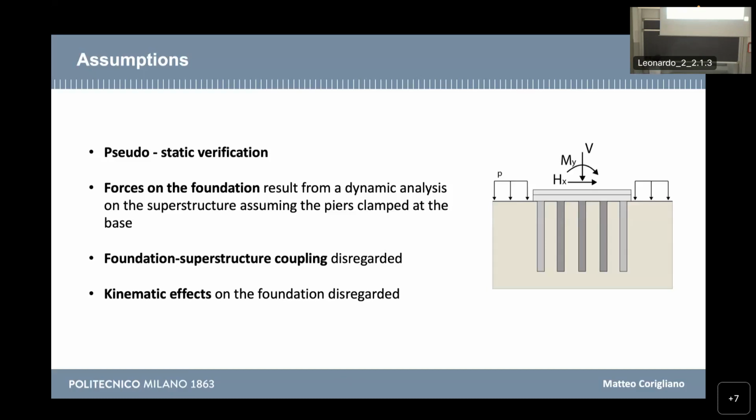And so in general, even in the sophisticated verification I will propose, the coupling between the structure and the foundation will be considered. And also another aspect will be considered, that is the kinematic interaction, the kinematic effect induced by the seismic action on the piles. But for this geometry, the effect of the kinematic interaction is not so important, so it is a good assumption.